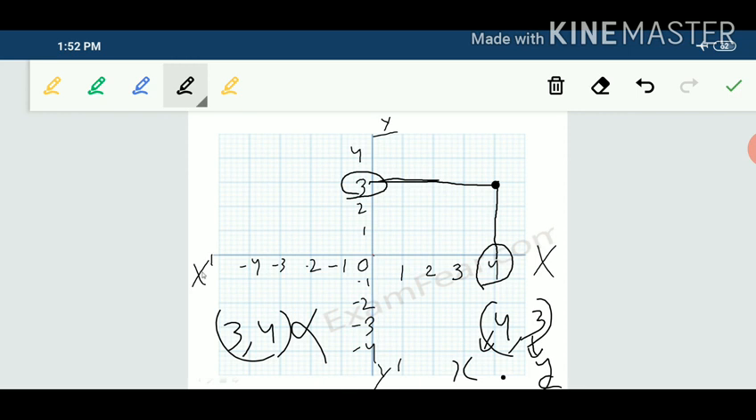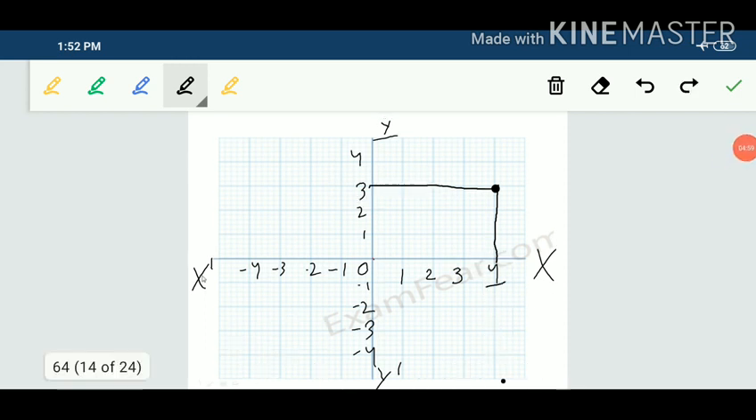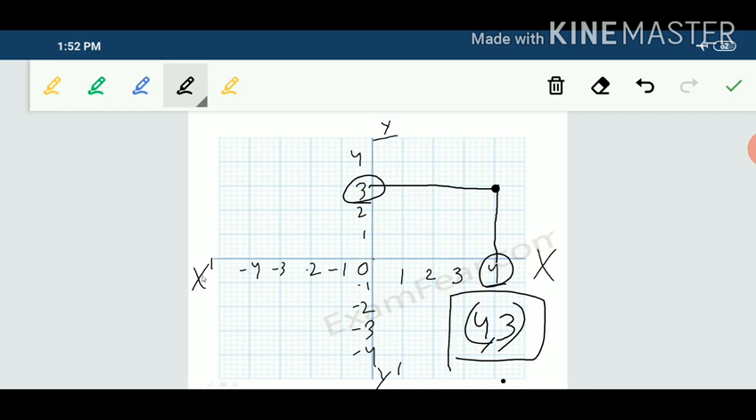So first we have to write the value of the x coordinate, then we write the value of the y coordinate. Here the x coordinate is 4, so first we write 4, then put a comma, and the y coordinate is 3, so write 3. And we always write the coordinates in round brackets. So this is the position of this point in this Cartesian plane.